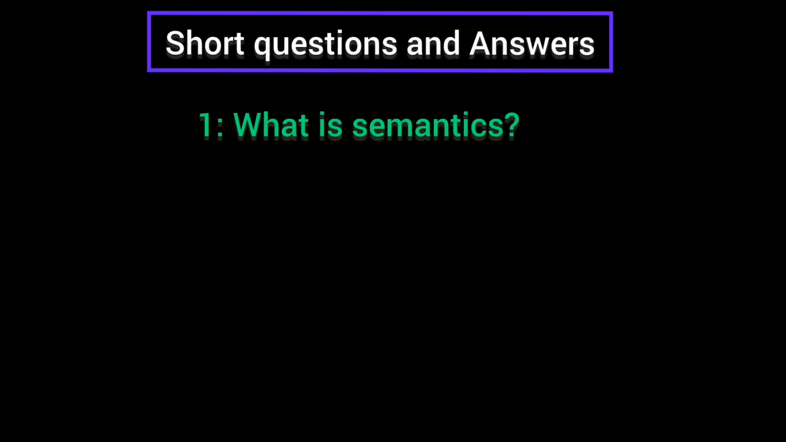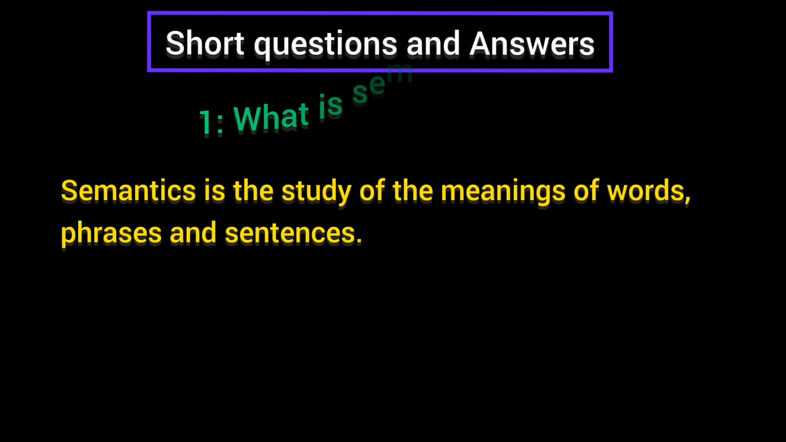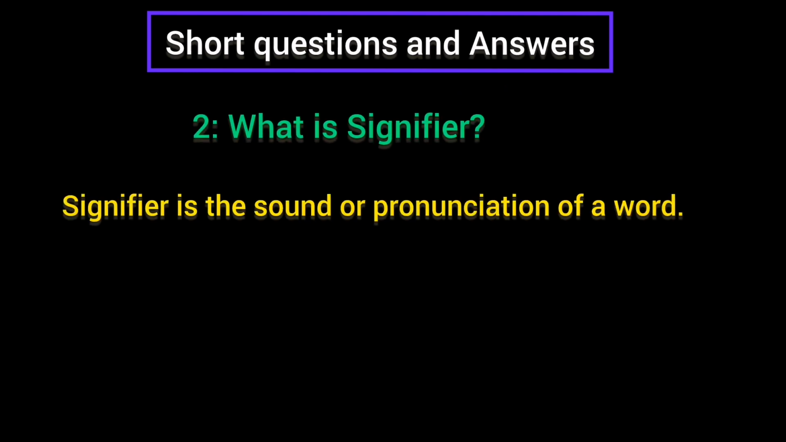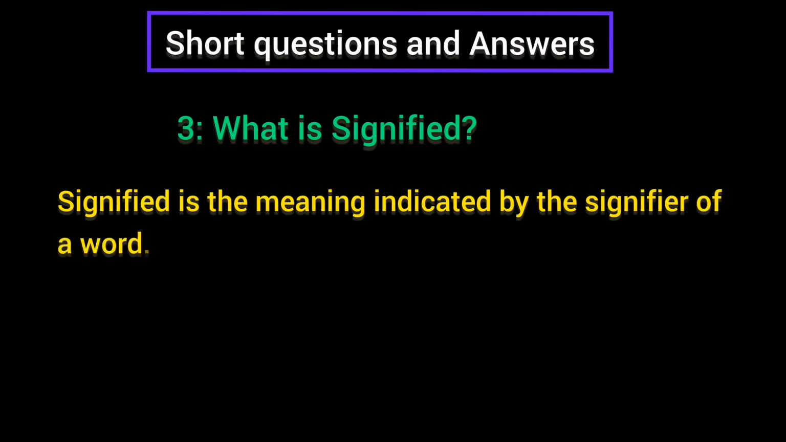What is semantics? Semantics is the study of the meanings of words, phrases, and sentences. What is signifier? Signifier is the sound or pronunciation of a word. What is signified? Signified is the meaning indicated by the signifier of a word.